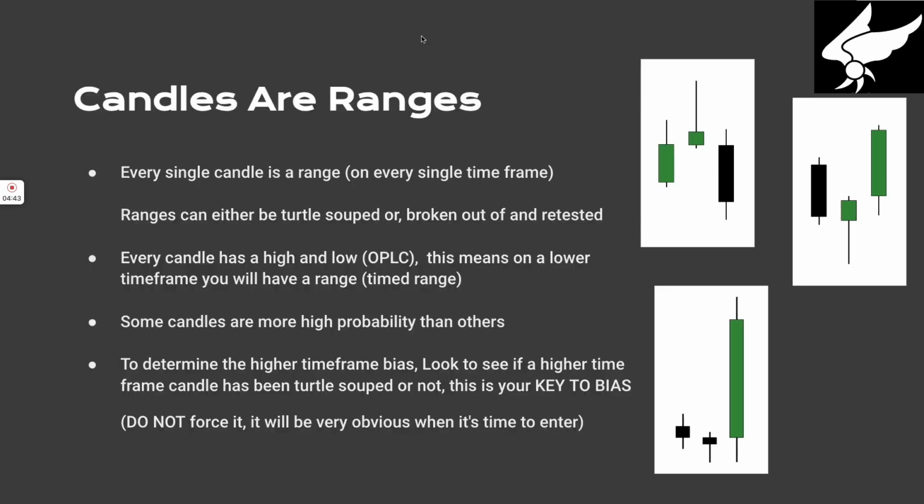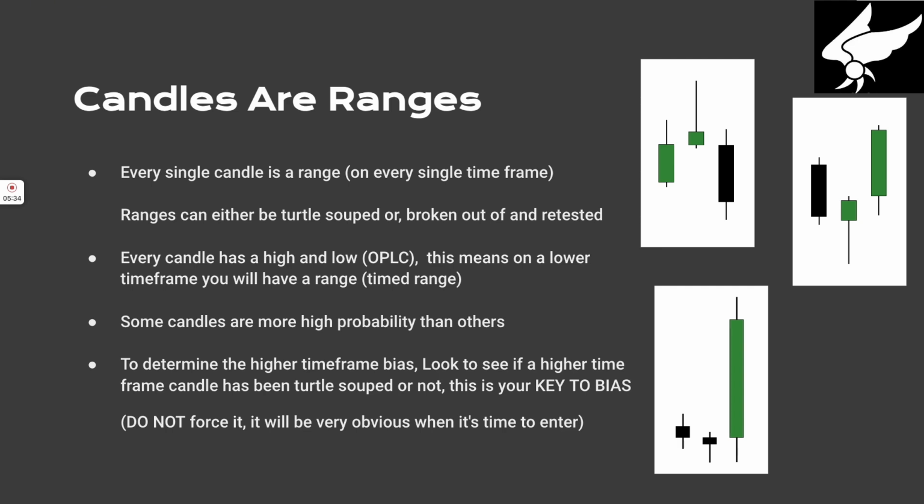Candles are ranges. Every single candle is a range on every single time frame, whether it be the monthly, the weekly, the daily, the 4-hour, the 1-hour, 15-minute, 1 minute. Every single candle is a range. Time is fractal. You need to understand that a daily chart is a higher time frame for a 4-hour. A 4-hour is a higher time frame for the 1-hour and 15-minute. A 1 minute is a higher time frame for the seconds chart. Time is fractal. Therefore, every single timed range is fractal as well. Every single candle is a range. Ranges can either be turtle souped or broken and retested.